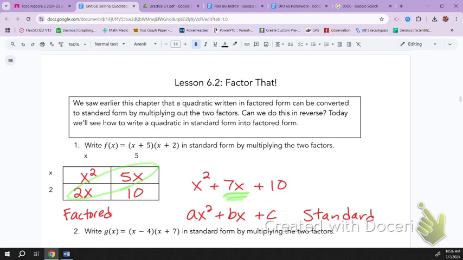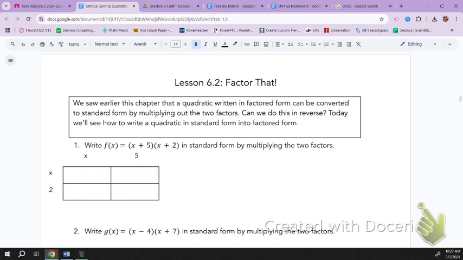Number 2, we need to multiply that out. So draw a box, and let's multiply it out. We gave you a box for the first one. Let's see if you can do the next one. We're going to box it out.